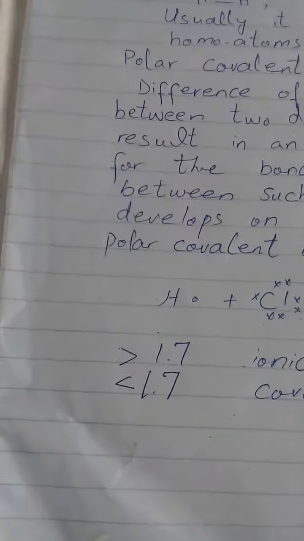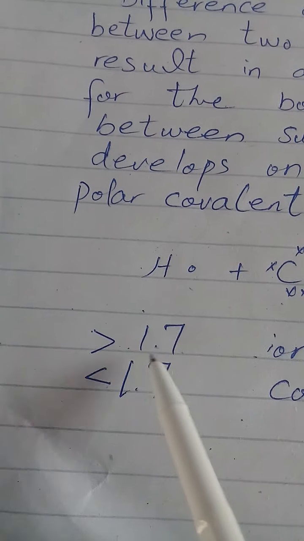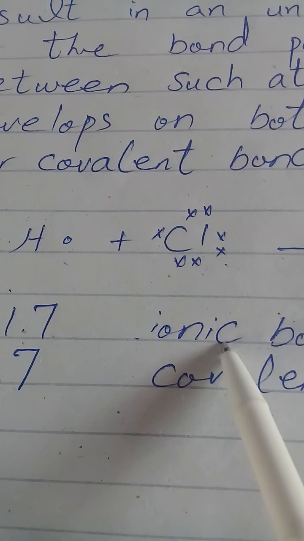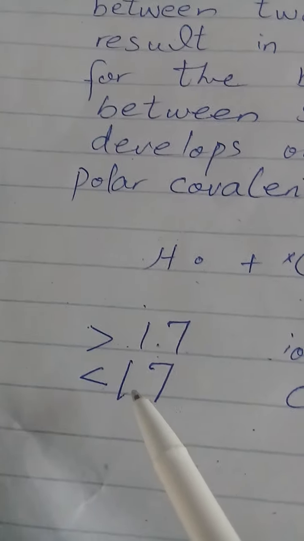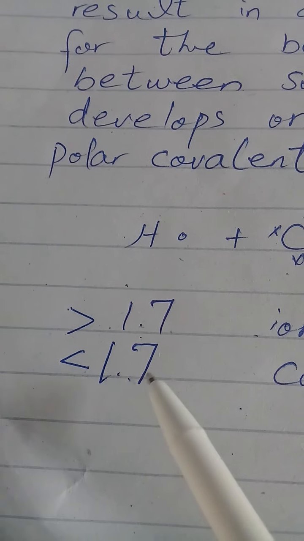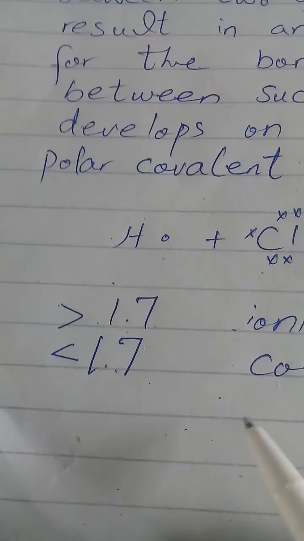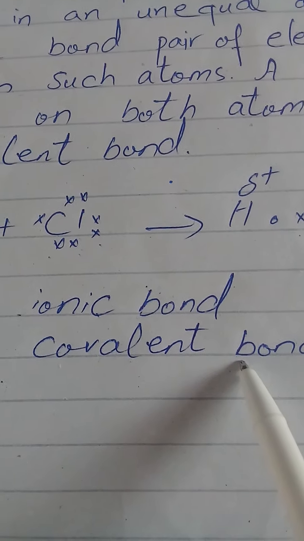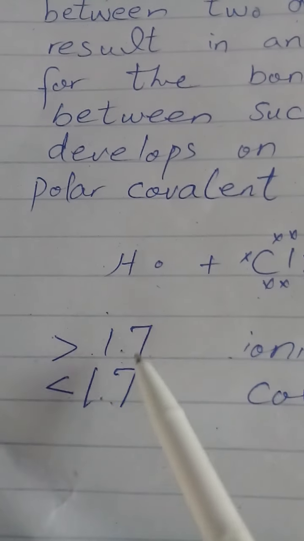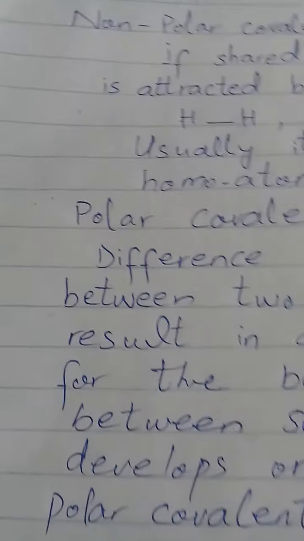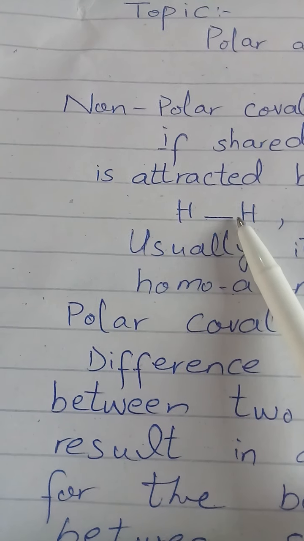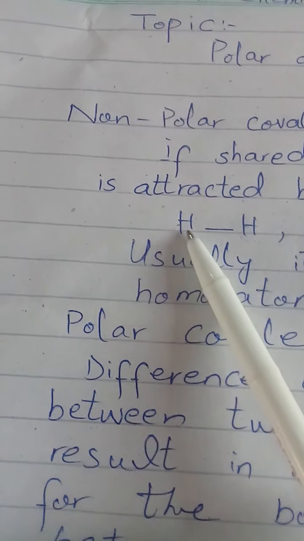If the difference of electronegativity between two atoms is more than 1.7, the bond will be predominantly ionic, preferably it will be called an ionic bond. And if this electronegativity difference is less than 1.7, then the bond will be predominantly or preferably called a covalent bond. Okay, so there is a chance that the bond will be covalent or ionic, but the bond formed between two similar atoms, homoatoms, will surely be a covalent bond, and it will be non-polar due to equal distribution of electrons between two such bonded atoms.